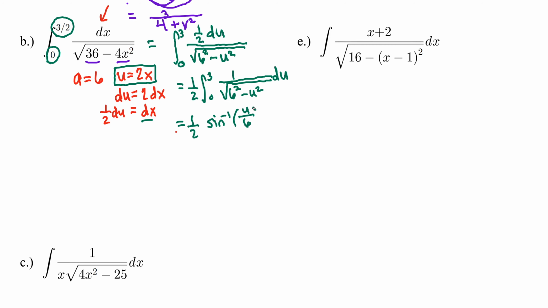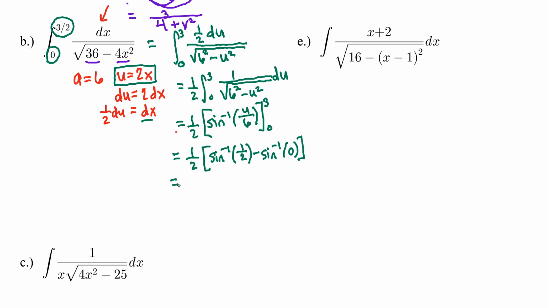is 6, and we don't need plus c because we're dealing with a definite integral and we've already updated our limits of integration. So we can now evaluate 1/2 inverse sine of our upper limit. 3 over 6 will reduce to 1/2 minus inverse sine of our lower limit, 0.